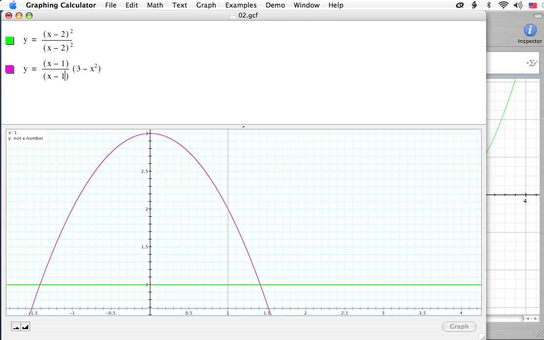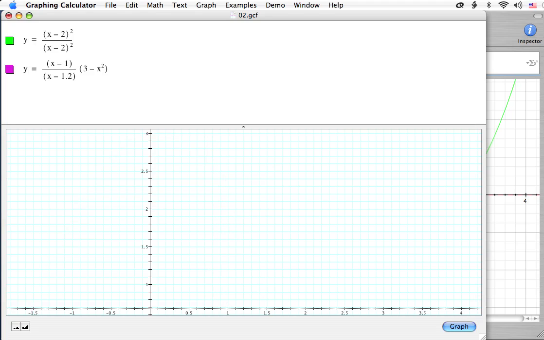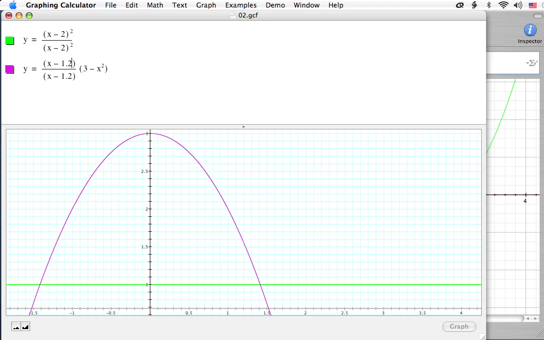Now if I want to change the location of that hole, I can, for example, change the 1 in this to 1.2, and that'll change the location. And okay, I'm not quite seeing it, so I'm thinking maybe that's it right there. It's a little difficult to see, and it is. Okay, there it is. So x equals 1.2, not a number. So you can do this or put as many holes in as you want. For example, I can put one in there.